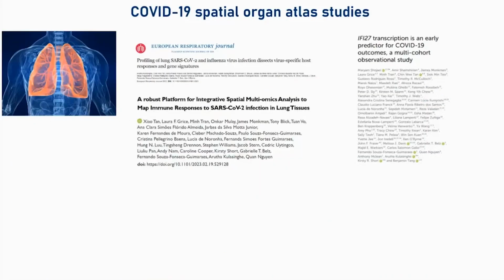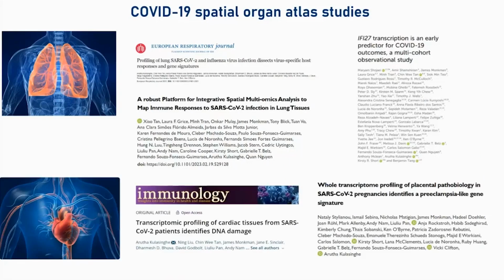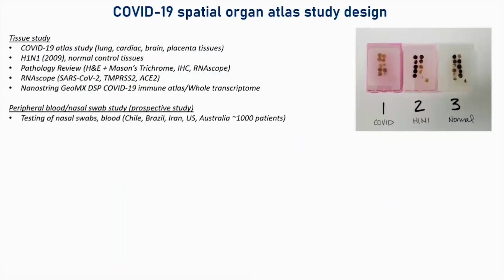So we published a number of studies, which I'll go into now, looking at the impact of COVID-19 on the lungs, the heart, the placenta, and we've got ongoing studies looking at the brains of COVID-19 patients taken at rapid autopsy. This was the study design. We had tissue samples collected from Curitiba in Brazil.